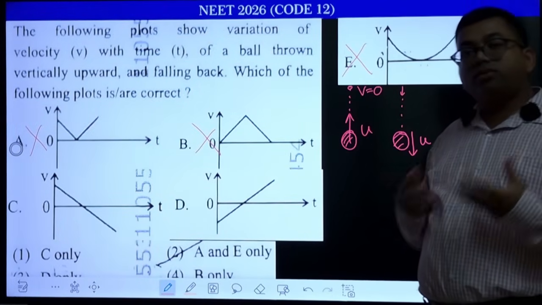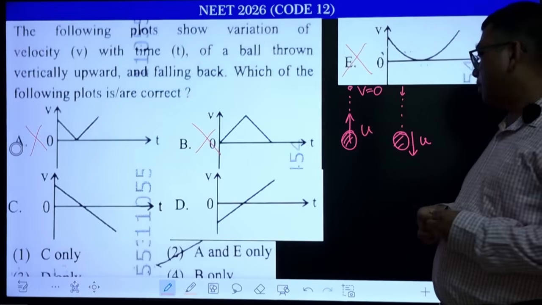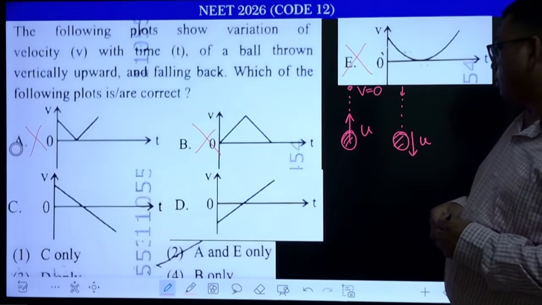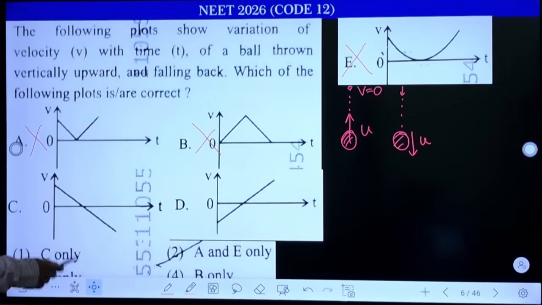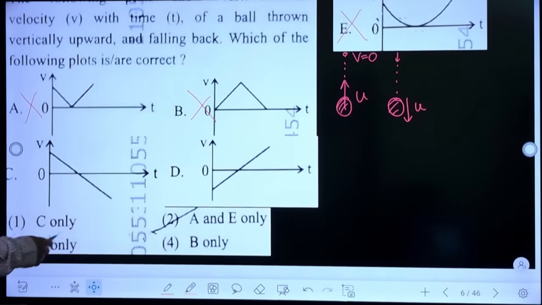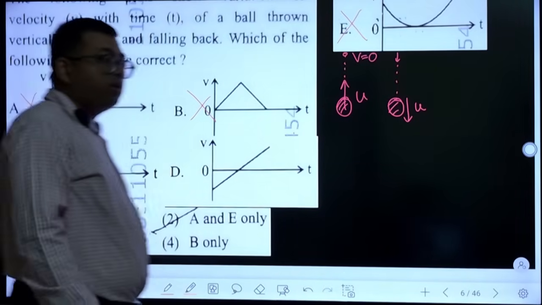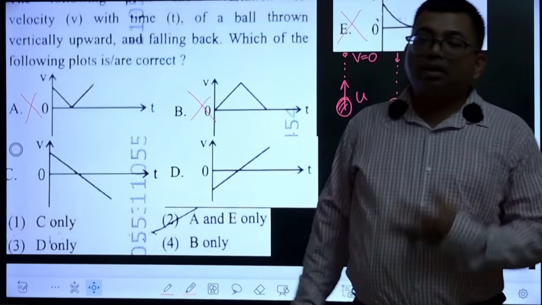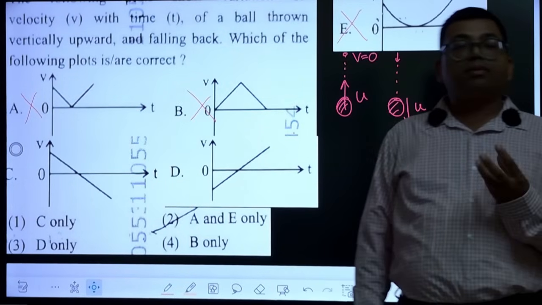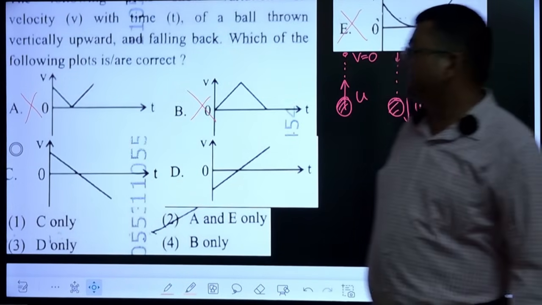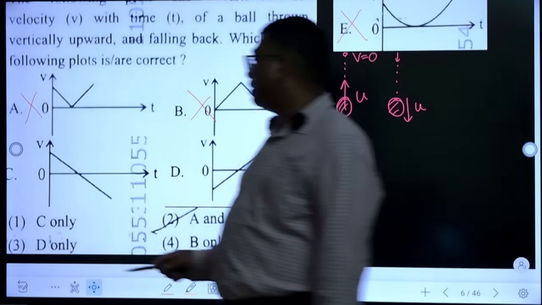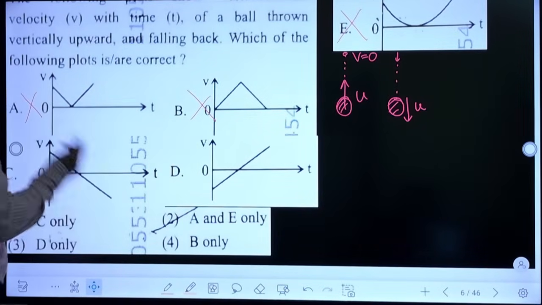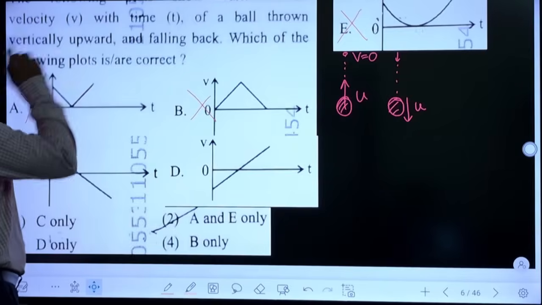Now, why can two graphs be possible? And the options, if you see, what are the options they have given? They have given options as C only, A and E only, D only, B only. Okay. So what are we considering here? Which direction are we considering as positive? For example, suppose I take graph C. So is this graph a velocity or speed graph? I think they have given a velocity graph.